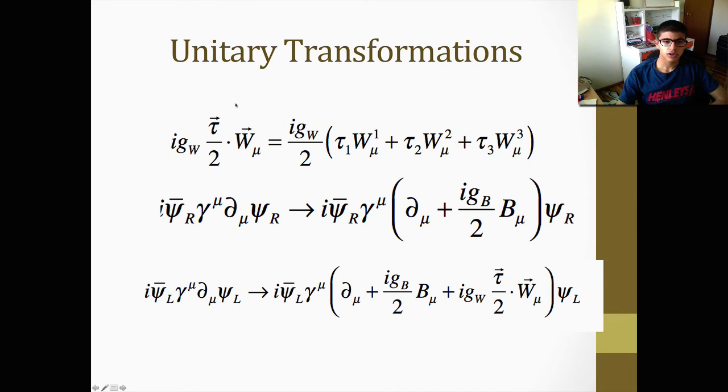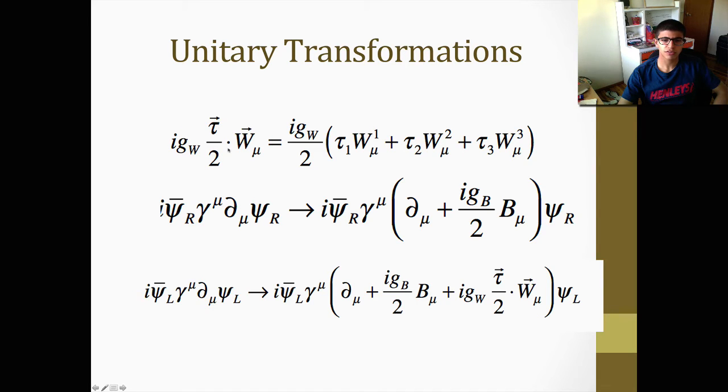Okay, so this is where it gets pretty essential. We need to again keep the derivative covariant, like I explained before. So what we're going to do is introduce igW in addition to igB. These are both coupling constants. We're going to relate these two coupling constants in terms of the Weinberg angle a little bit later.